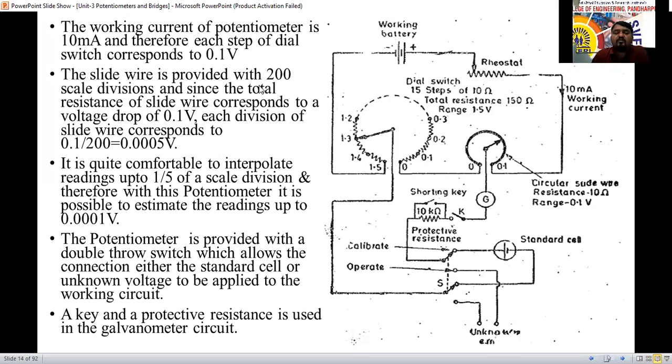The slide wire is provided with 200 scale divisions. See here, here it is 0, here it is 1, and in between there are 200 scales. They are marked 0.00001, 0.00002, like that. Up to 0.1 they have used 200 scale divisions. It is divided into 200. So the total voltage is 0.1 volts. 0.1 divided by 200, how much is it? Can anyone tell me? 0.1 divided by 200.